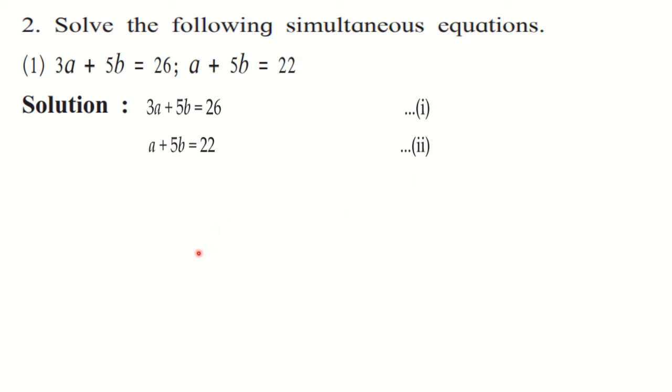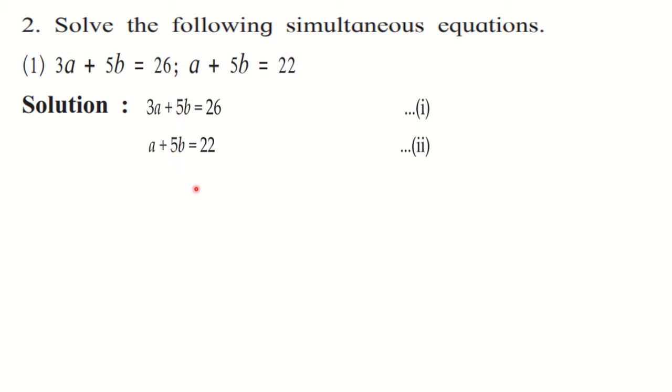So second observation is done. Now the next observation, that you have to observe the coefficients. Here you will observe that the coefficient of a is 3 here and coefficient of a is 1 in the second equation. And here for b you will observe that the coefficient here is plus 5 and here also is plus 5. So already we have equal coefficients.